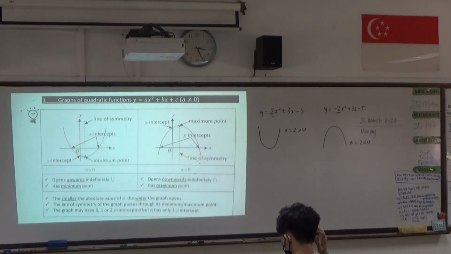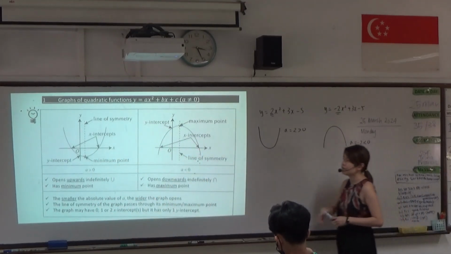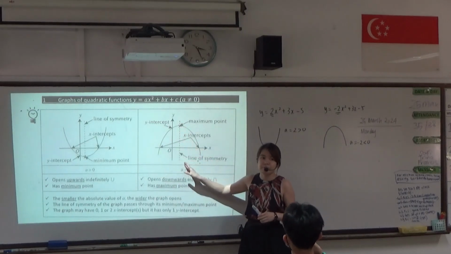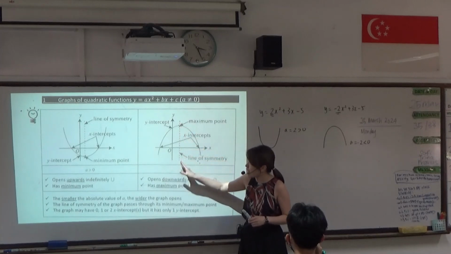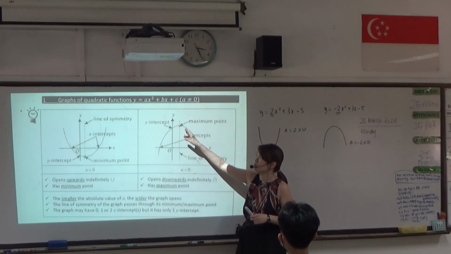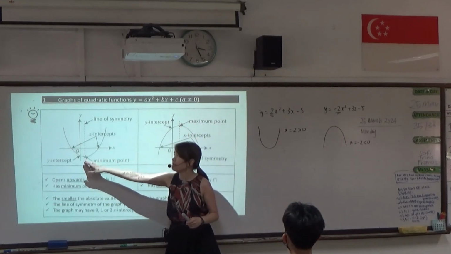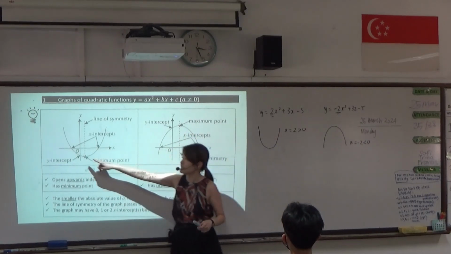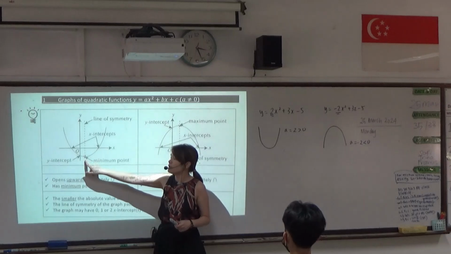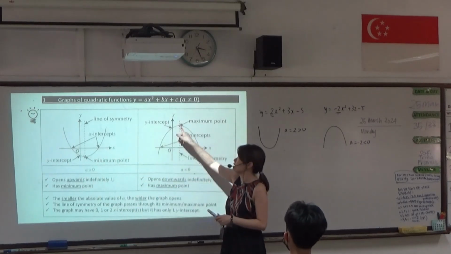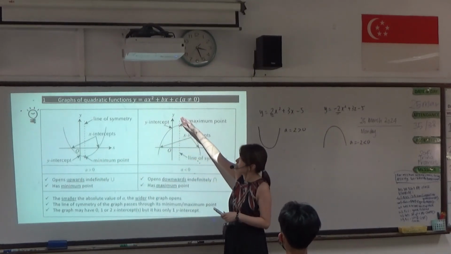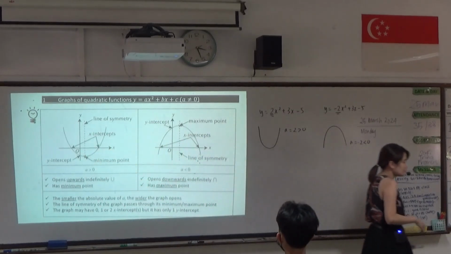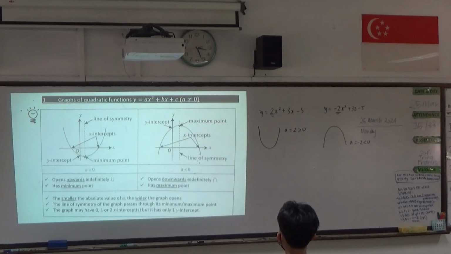Then other things that are important about a quadratic curve is that it must be symmetrical. Okay? There is this line of symmetry over here that passes through the turning point, be it the minimum point or the maximum point. So this is what we call the turning point because it turns over here. This is what we call the minimum point and this is what we call the maximum point. So there's a line of symmetry that passes through it. Our quadratic curves are always symmetrical.